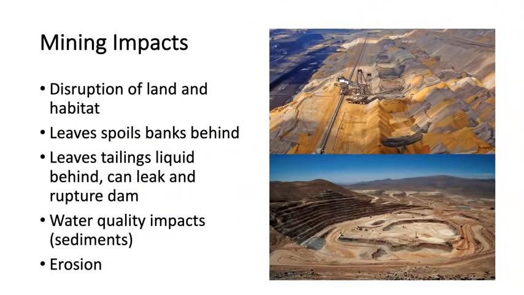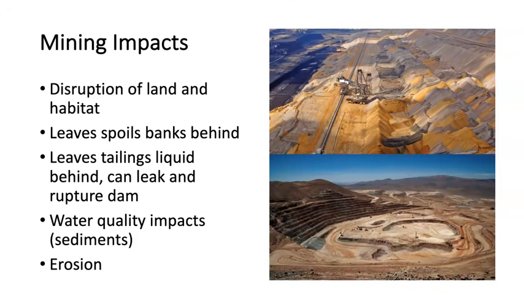Impacts of mining include things like disruption of land and habitat. So you can see on those pictures at the right where we have strip mining occurring in the top picture and an open pit mine in the bottom picture, that the land is basically bare. There's no plants. They're all gone. The trees are gone. Topsoil is gone. And we're digging down into the layers of rock that's left there. And in the case of that, we're leaving behind spoils banks, which can cover up good topsoil that hasn't been disturbed by the mine itself.